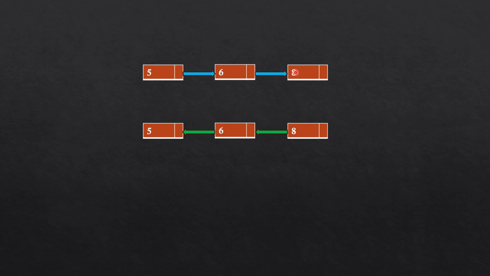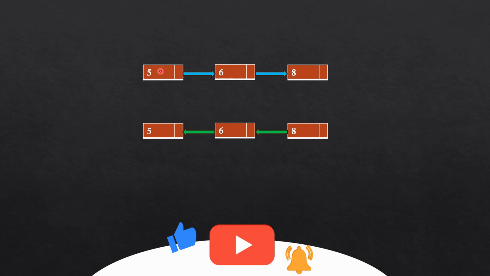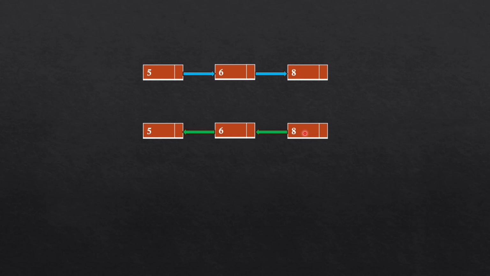So one of the approaches is that we will reverse the reference links of each node. As we know, each node contains a reference link to the next node, right? So what if we change the reference links of each node in the backward direction? As you can see now, 8 has a reference link to the previous node which is 6, and the 6 has a reference link to the previous node which is 5.